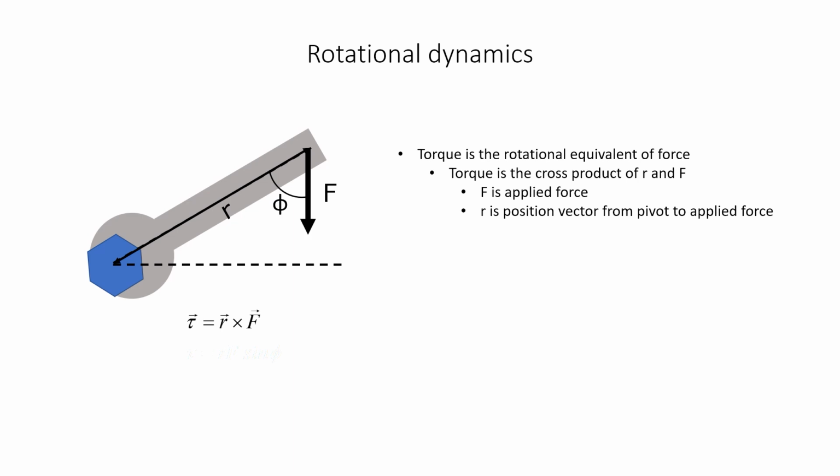Torque is a rotational equivalent of force. If you apply a force onto an object, and instead of accelerating that object in a translational manner, it rotates the object about a pivot point, what you've done is you've created a torque. Torque is R cross F, where R is the position from the pivot point to the point where the force is applied, and F is the force.